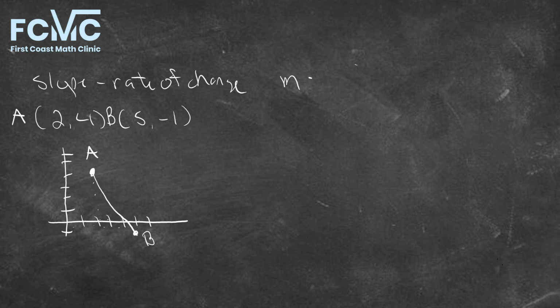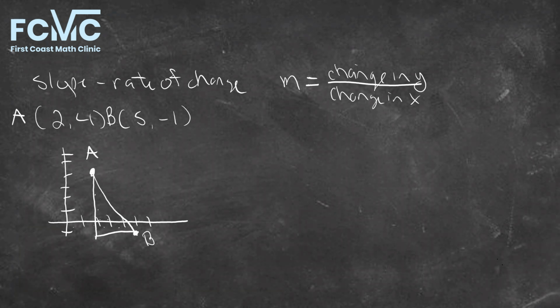So our slope, or our rate of change, is always written as a fraction. Our numerator is the change in y. So what's our vertical change to get from point A to point B? Our denominator is the change in x. So what's our horizontal change to get from point A to point B? And you may have heard this as the rise over the run.